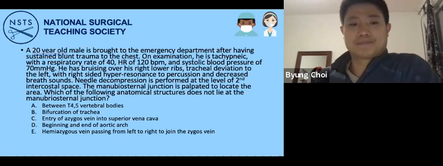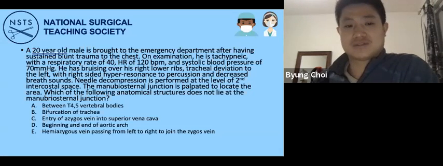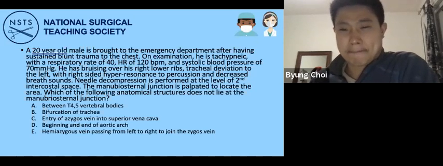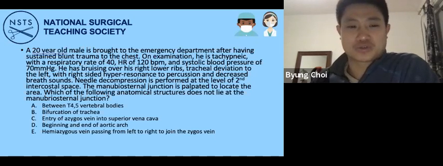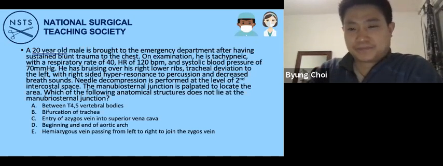Bit of a wordy stem. You've got: between T4-5 vertebral bodies, bifurcation of the trachea, entry of the azygous vein into the superior vena cava, the beginning and end of the aortic arch, and the hemiazygous vein passing from left to right to join the azygous vein. All right, so almost a quarter of you have already answered this one.